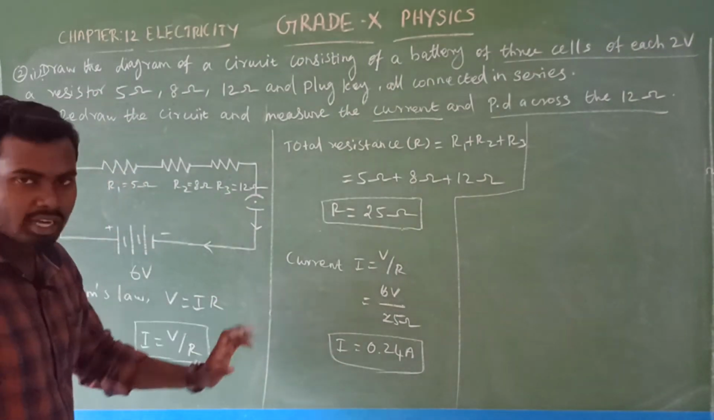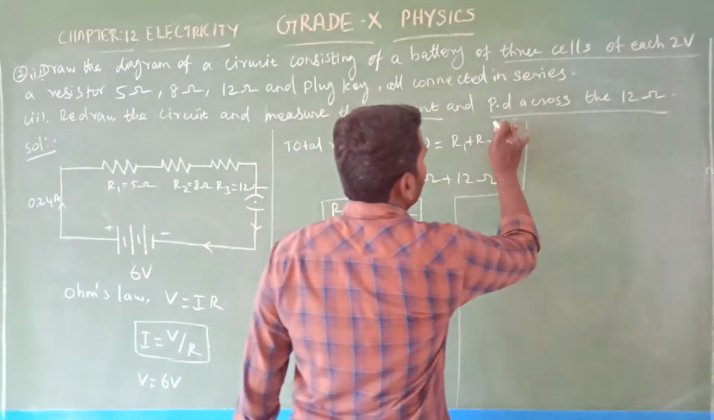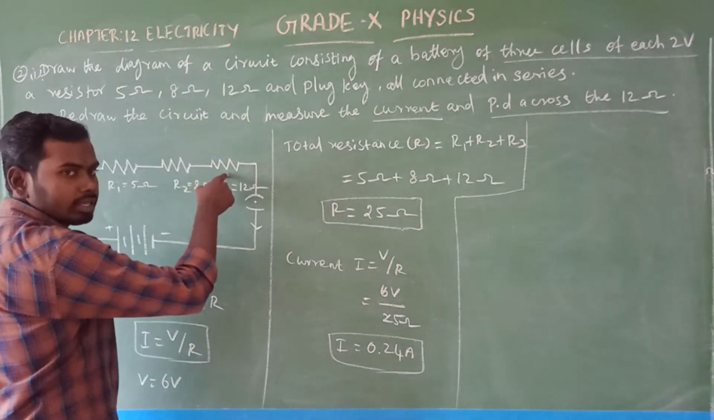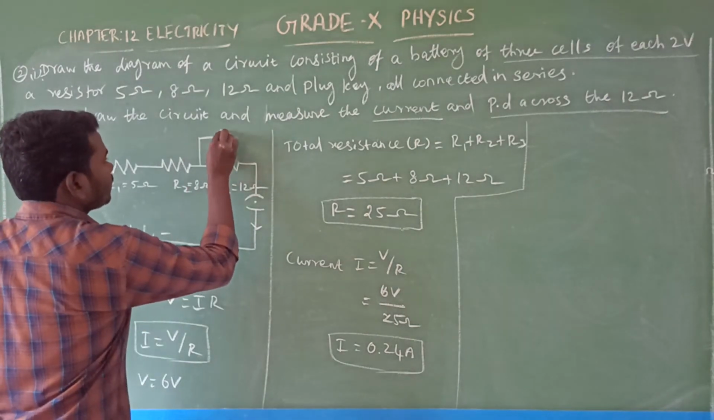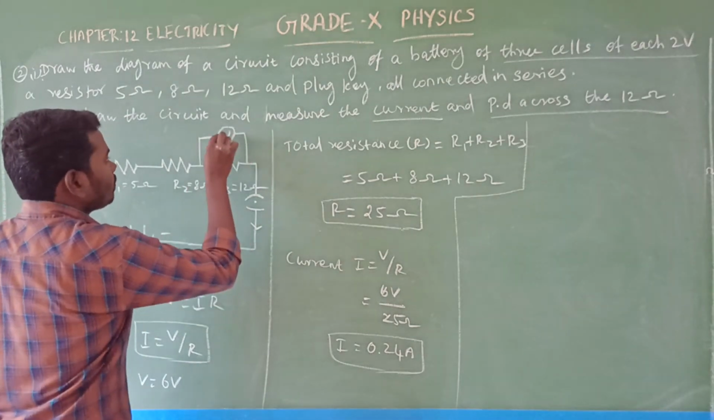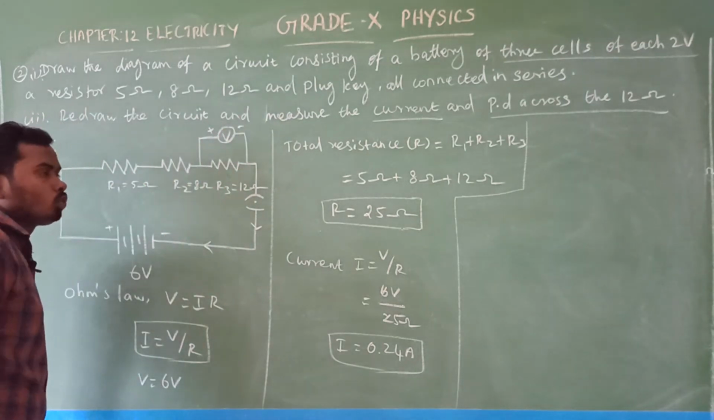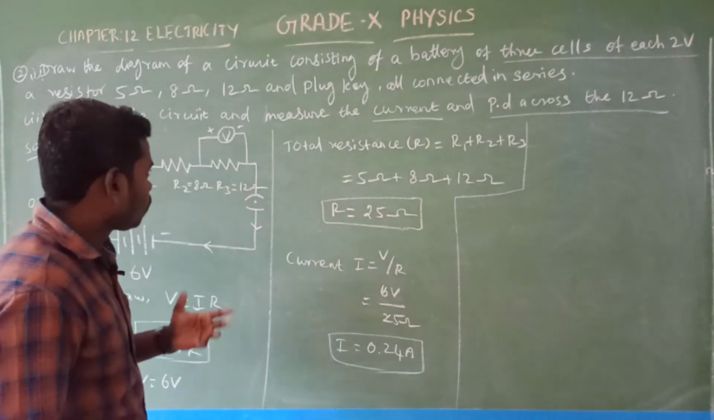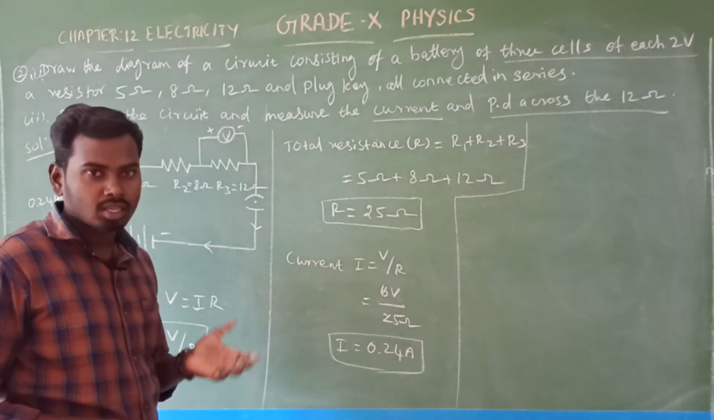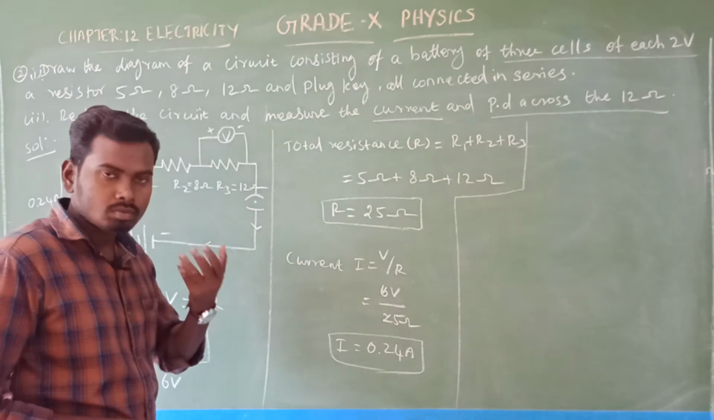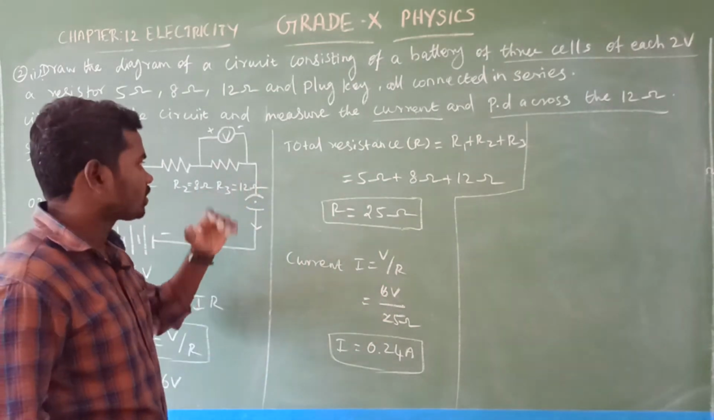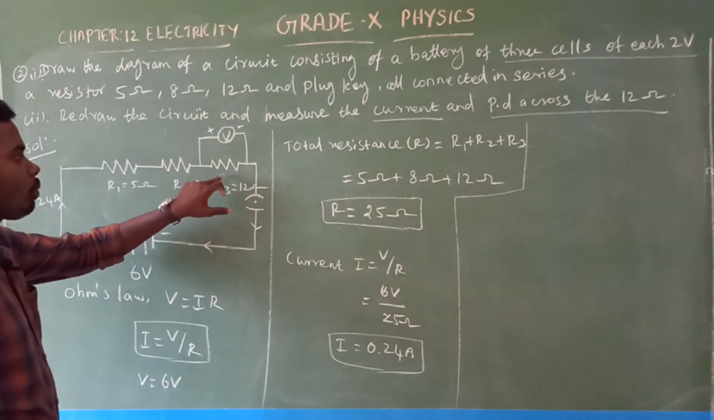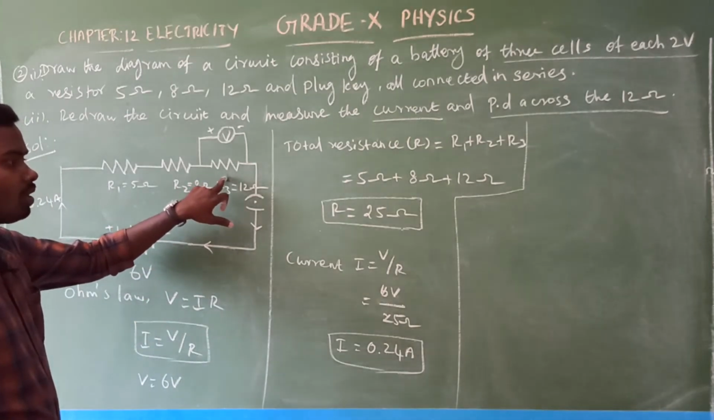Okay, yes, look at here. Next, we have found the current value. Next, we need to calculate the potential difference across the 12 ohm. Here the 12 ohm is here. So connect the voltmeter here, because a voltmeter is always connected in parallel where the potential difference is calculated. Because the voltmeter has a high resistance, which would affect the current flowing through the circuit. That is the reason it is always connected in parallel, isn't it?